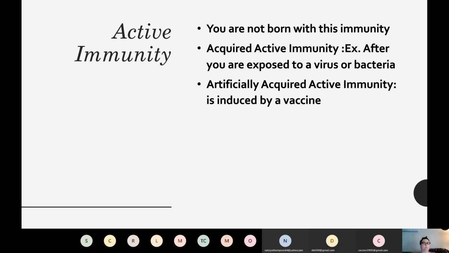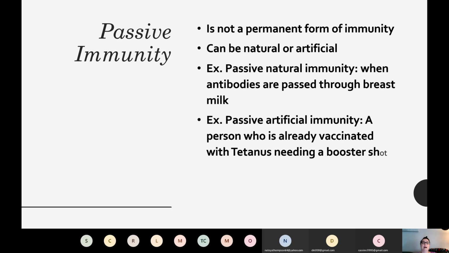And then active. Okay, active is you're not born with it. Active is acquired. It means after you've been exposed to something like a virus or a bacteria. Now, there is artificially acquired active, and that makes sense. It's in the name, artificial. So how do we get that? A vaccine.